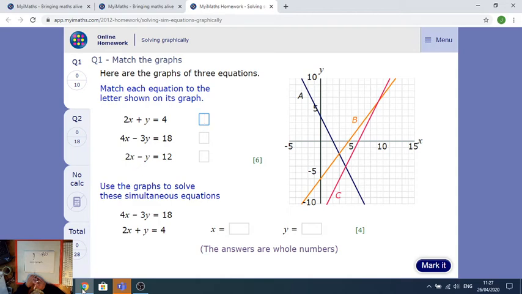So this is a little video to help with the My iMaths exercise called Solving Graphically. It's all about solving simultaneous equations graphically, and I'm going to start with question 1, match the graph. It says here are the graphs of 3 equations, match each equation to the letter shown on its graph. So I'm going to go over to my notepad now.